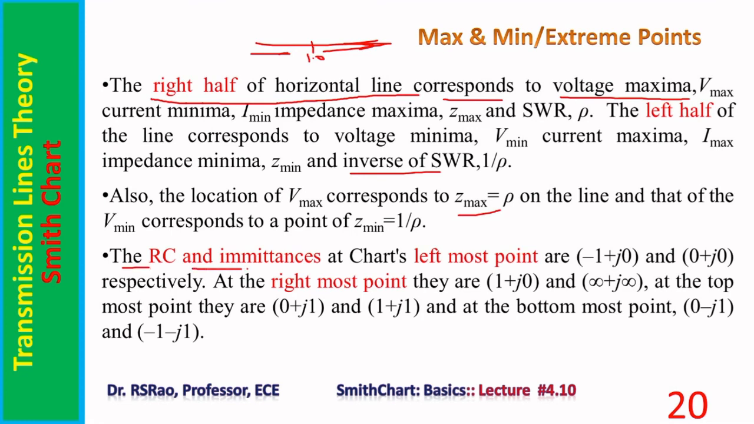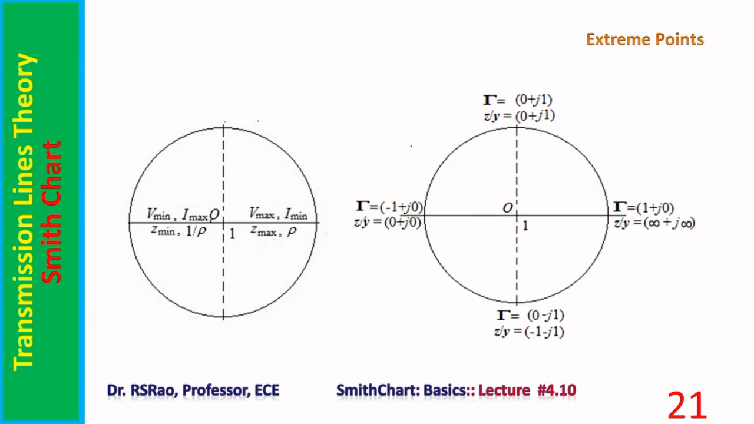The RC and immittances at the chart's leftmost point are -1 plus J0 and 0 plus J0 respectively. At the rightmost point they are 1 plus J0 and infinity plus J infinity, and at the topmost point they are 0 plus J1 and 1 plus J1, and at the bottommost point they are 0 minus J1 and 1 minus J1. They are shown here. Right half of the line, left half of the line, rightmost point, leftmost point, topmost point, bottommost point, reflection quotients, immittances, their values are shown here.